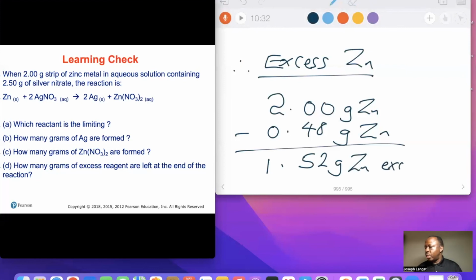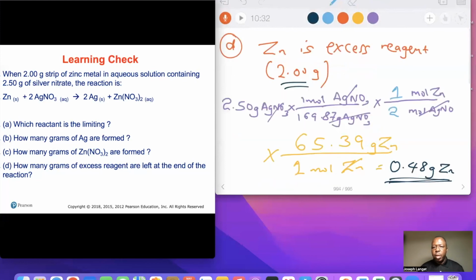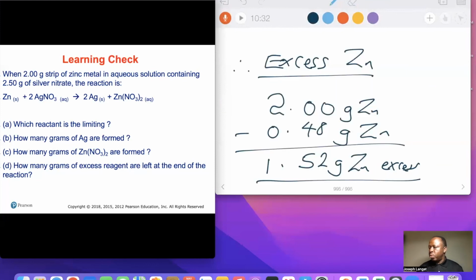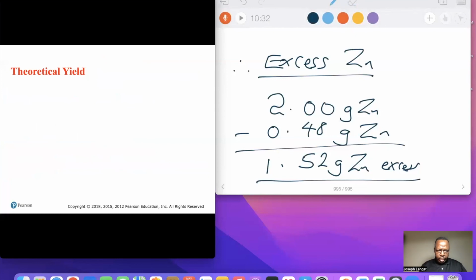This is excess. So you have to see how you rearrange the equation here with the proper conversion factors to find how much was consumed, and then you subtract from. You may have another approach, but the difference is the same. All right, that marks the end of the limiting reagent and excess reagent.